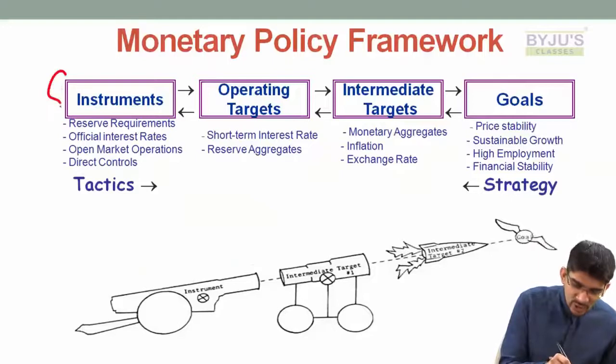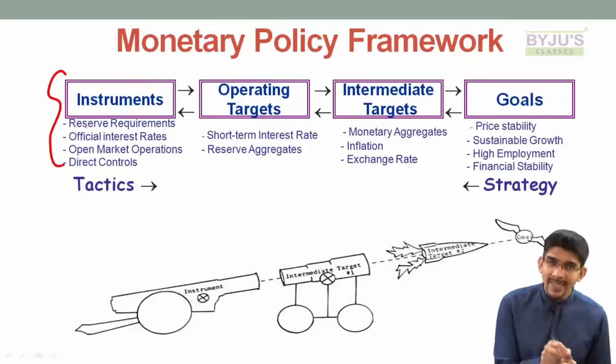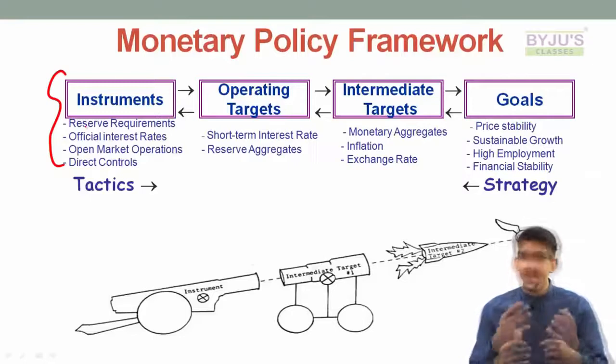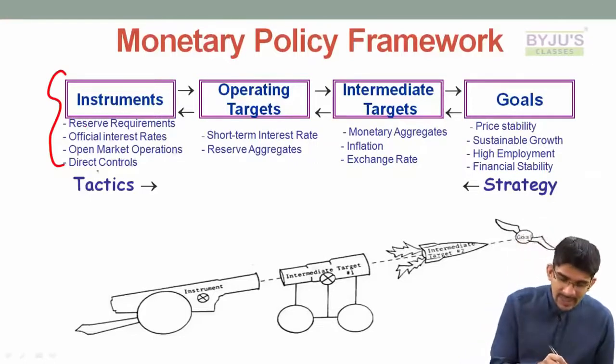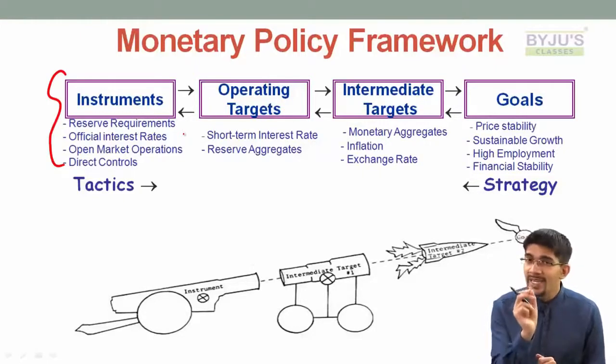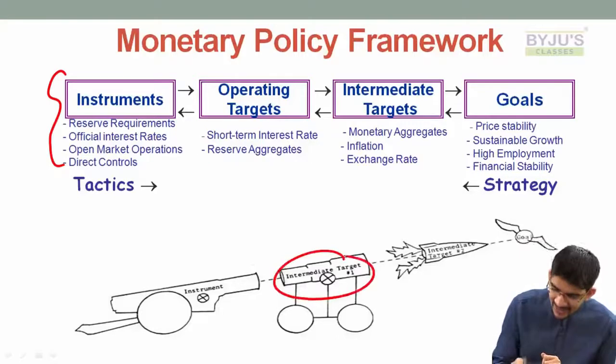The various instruments RBI uses are the following: reserve requirements, official interest rates, open market operations, direct controls. We are not defining these instruments here. All of those are part of the RBI discussion in the main economic course. But some of these instruments are used to meet certain operating targets. Operating targets means initial targets. So RBI tries to hit the initial targets first.